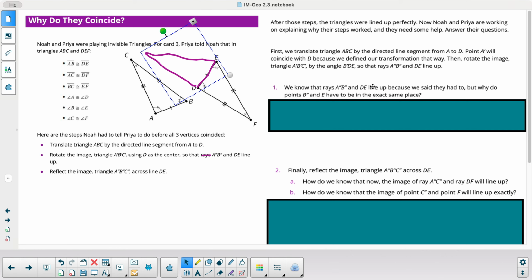That looks pretty good, all right? So when I reflect, I will end up right there. After those steps, the triangles will line up perfectly. Now Noah and Priya are working on explaining why their steps worked, and they need some help. Answer their questions, okay? So here we go.